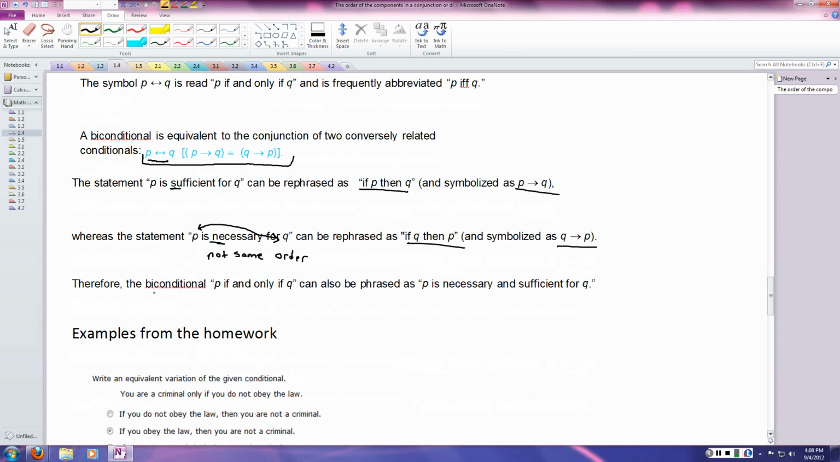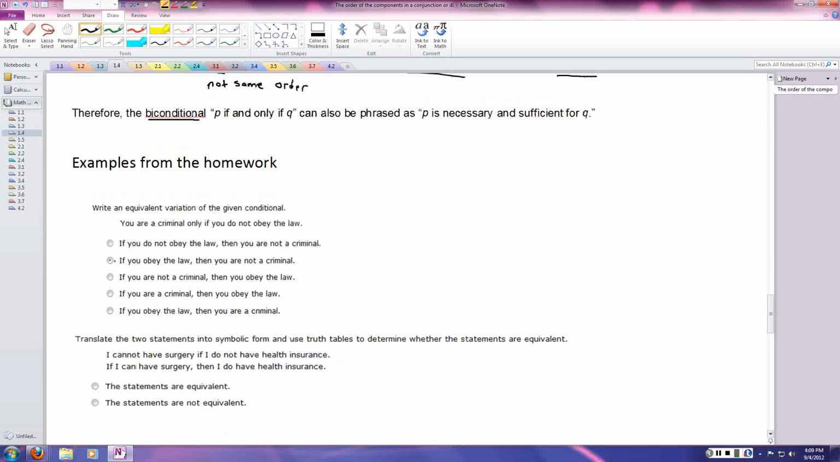So therefore, the biconditional, if we have P if and only if Q, this can be rephrased as P is necessary and sufficient for Q. If they want you to use necessary and sufficient in the biconditional case, you have to use both, necessary and sufficient. So let's look at some examples from the homework.